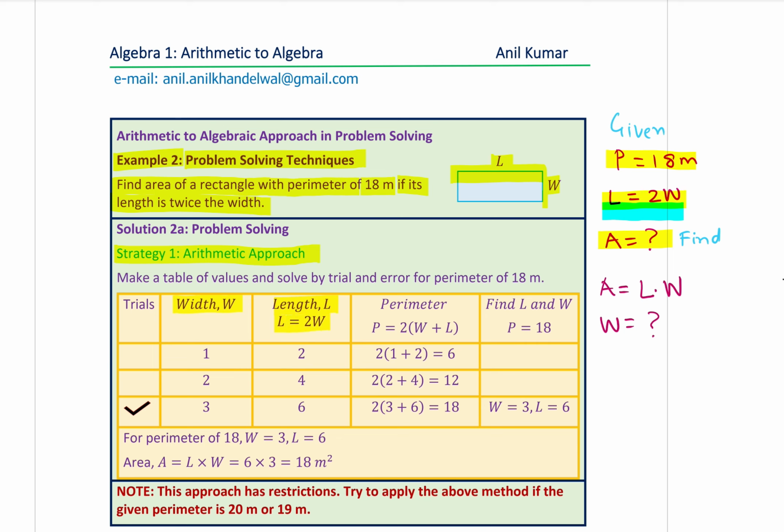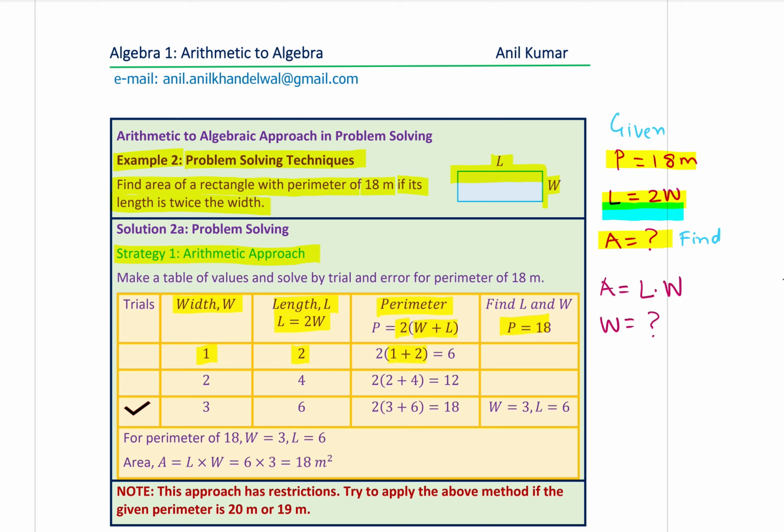Correct. So let's take width of 1. Then length is twice. It could be 2 only. Perfect. Right. And the perimeter will be 1 plus 2 is 3. 3 times 2 is 6. But what are we looking for? We are looking for perimeter of 18. That doesn't suffice. Okay. Let's take the width of 2 now. When you double this up, you get 4. And the perimeter, when calculated, 4 plus 2 is 6. 6 times 2 is 12, which is lesser than 18.